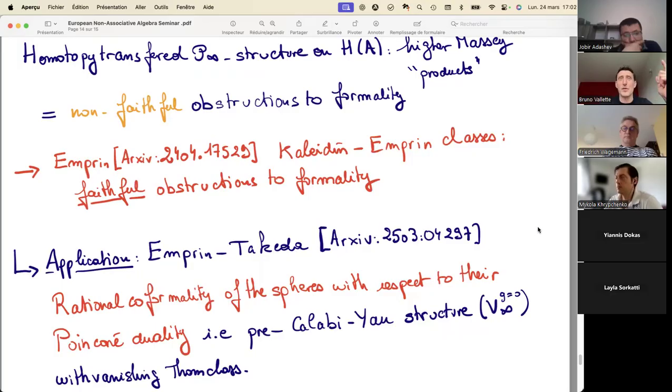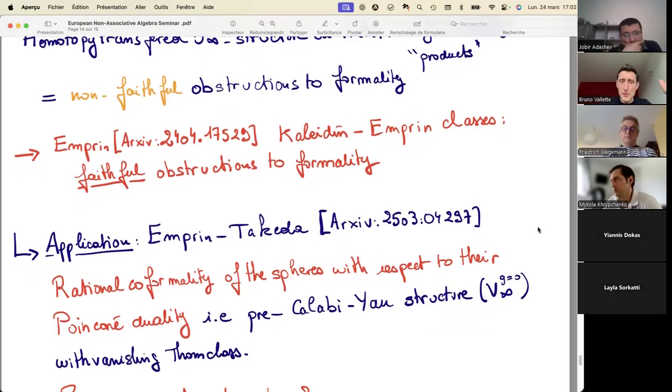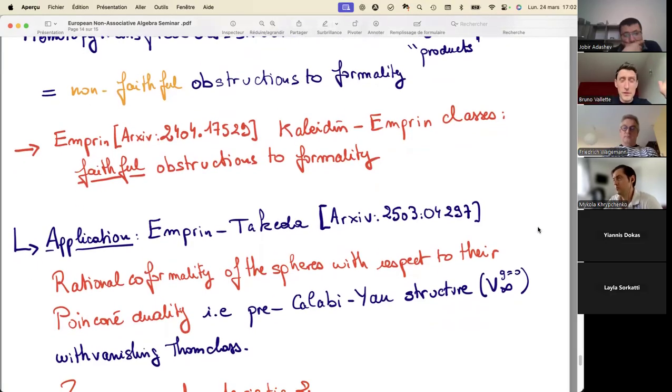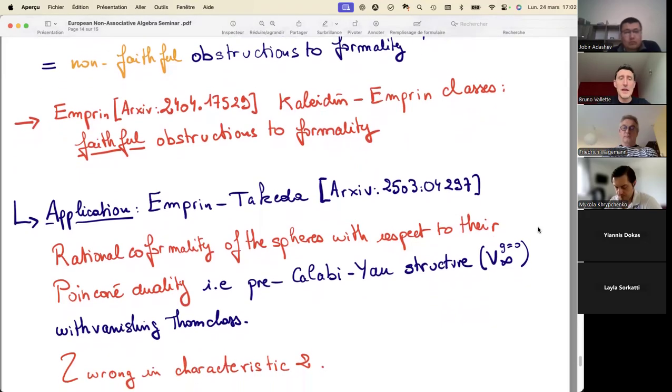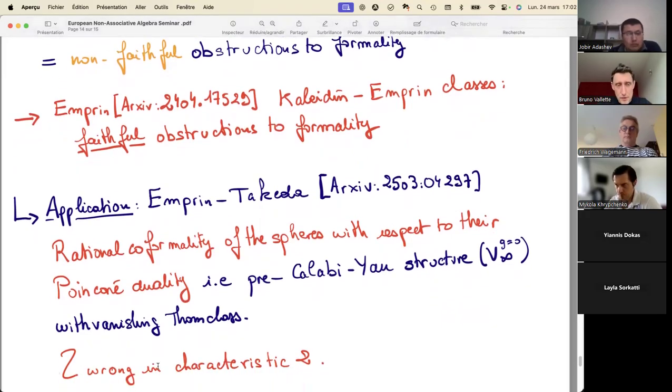So it's super strong. This is maybe one of the very first formality statements for bialgebraic structures. And they've gone even further. They prove that in characteristic zero, this is wrong. You cannot have coformality of spheres in characteristic zero.